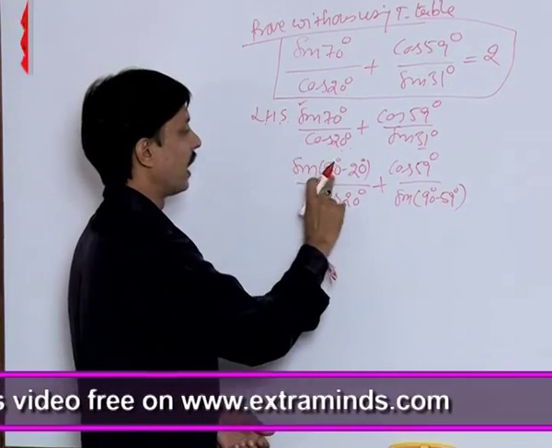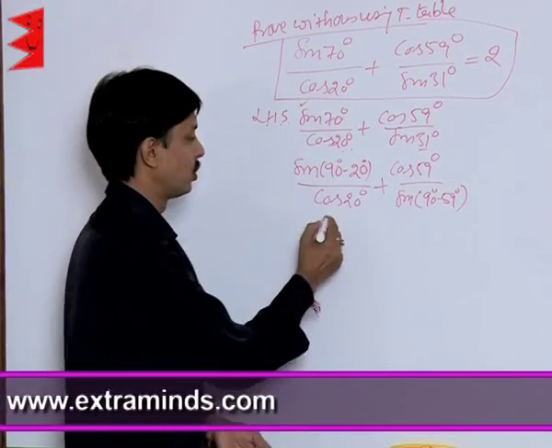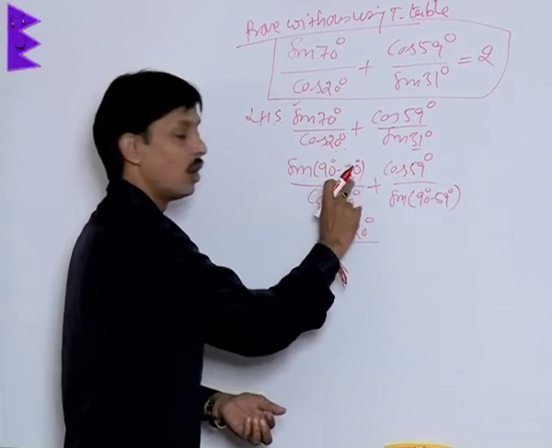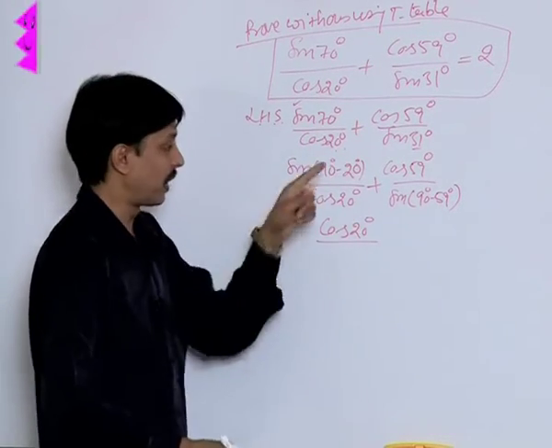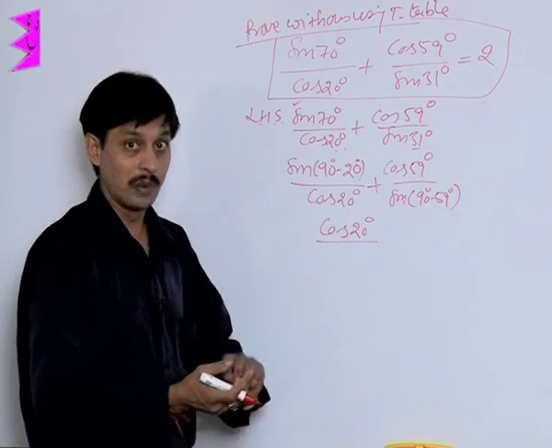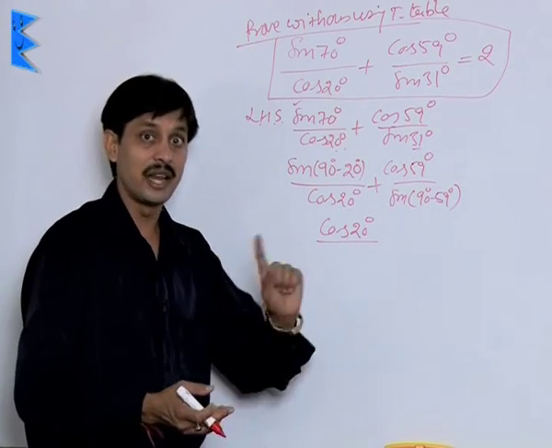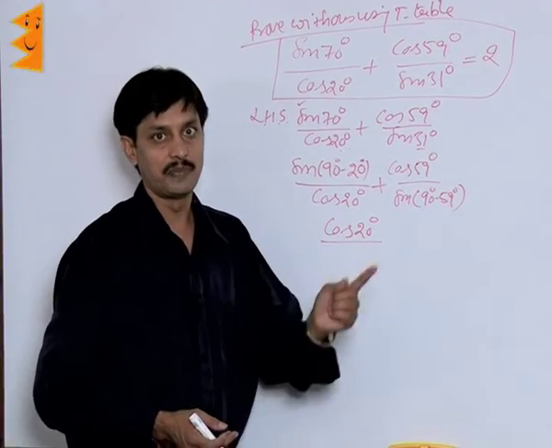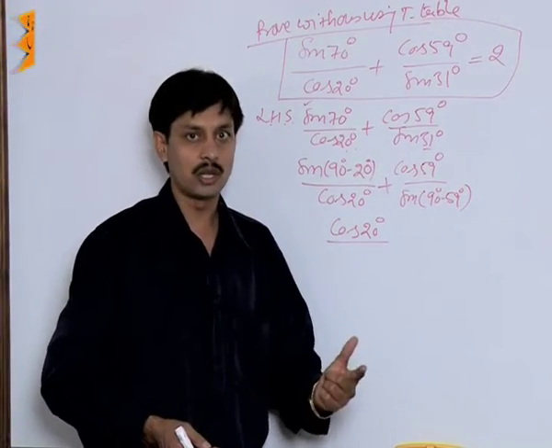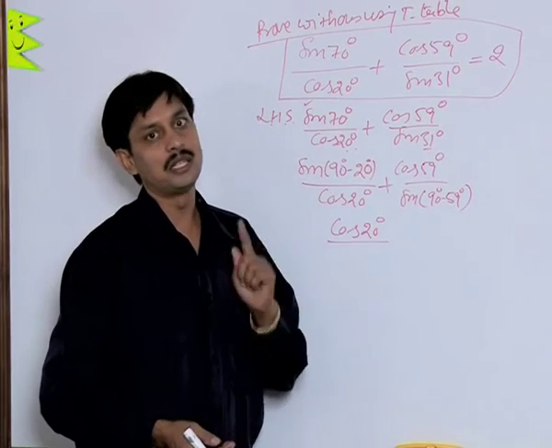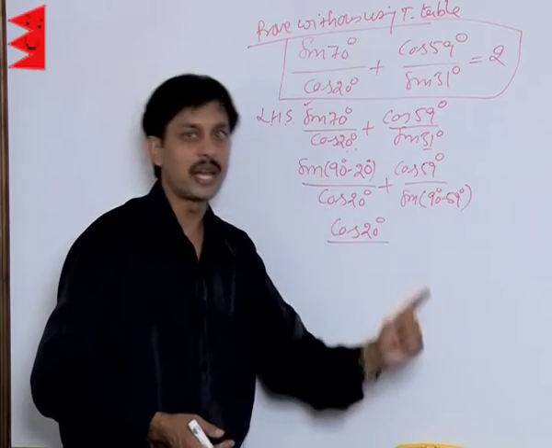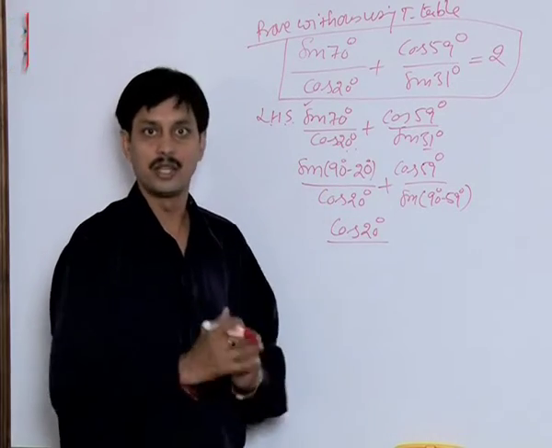So sin 90 minus theta is known as cos theta, where theta is the value which is going to be subtracted from 90. Complementary angles relations: sin 90 minus theta is cos theta, cos 90 minus theta is sin theta, tan 90 minus theta is cot theta, cot 90 minus theta is tan theta, sec 90 minus theta is cosec theta, and cosec 90 minus theta is sec theta.